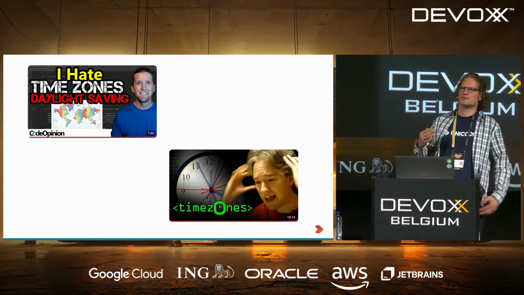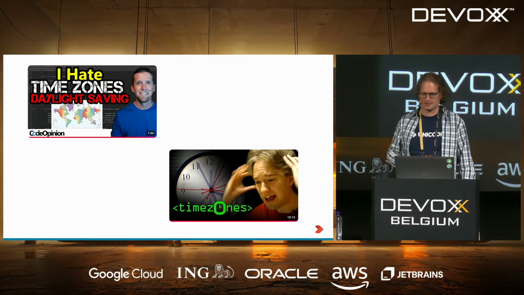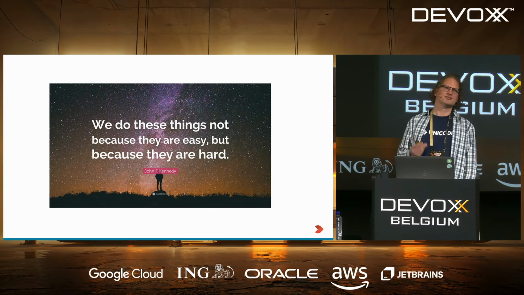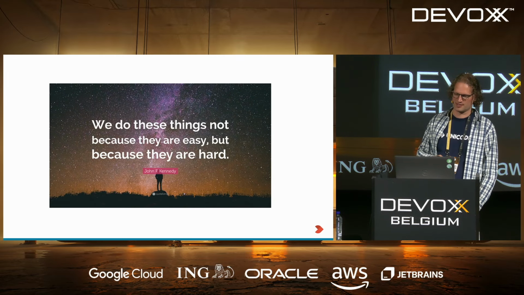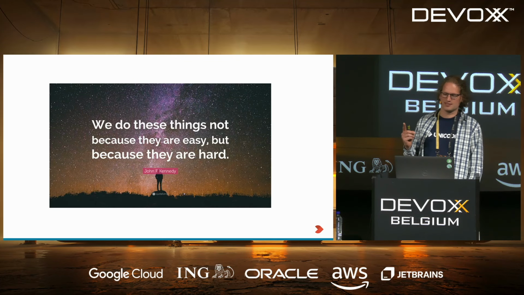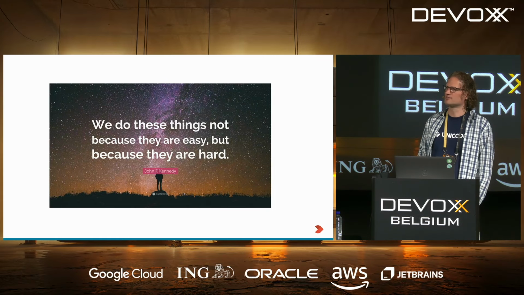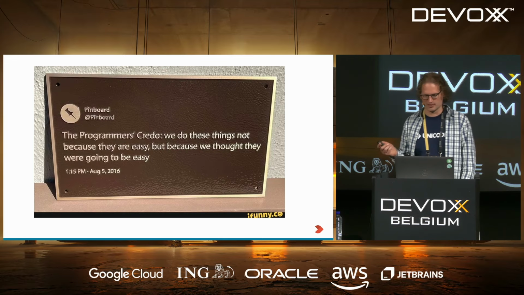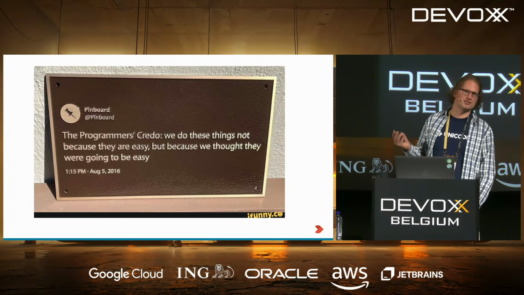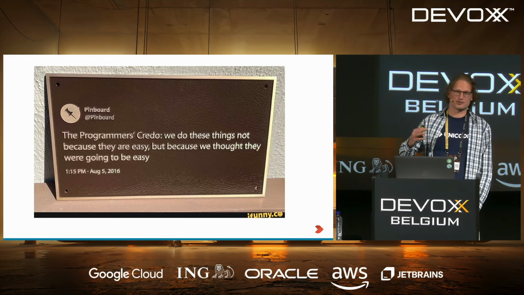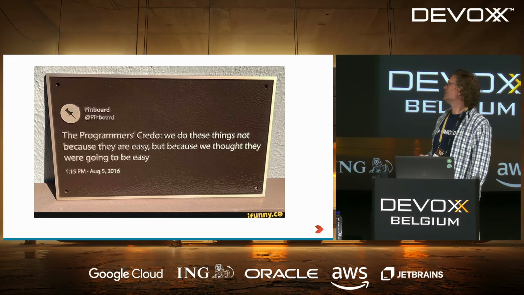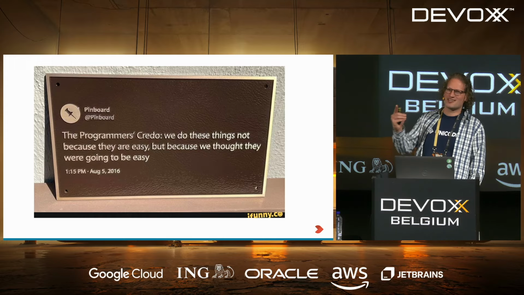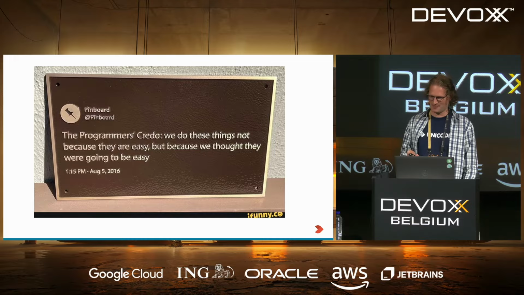Like, what happened to, we're programmers, we can do it? We can rise to the challenge. Remember what Kennedy said in his speech on the landing on the moon. We do these things not because they're easy, but because they're hard. We love a challenge. For programmers, this usually turns into, we do these things not because they're easy, but because we thought they were going to be easy. But still, you have to admire the positive attitude, just diving straight in, right?